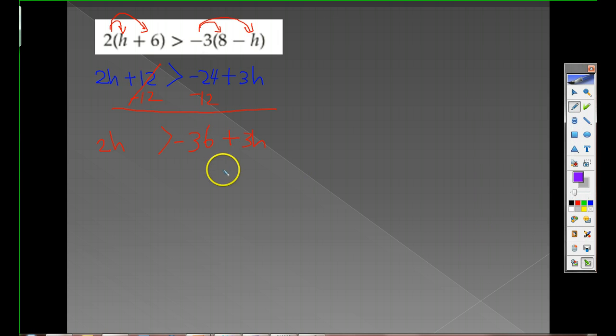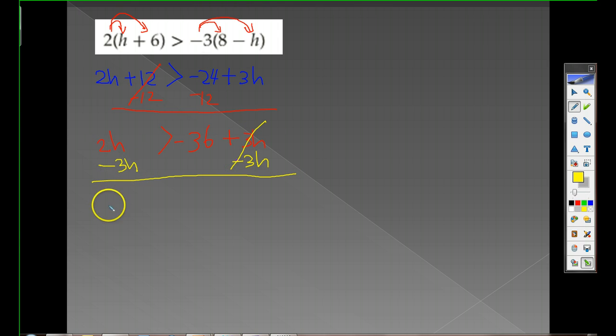Okay. So I'm going to take away 3h. Oh, that's a bad choice. No, thanks. How about yellow? Minus 3h on each side. That got rid of that.